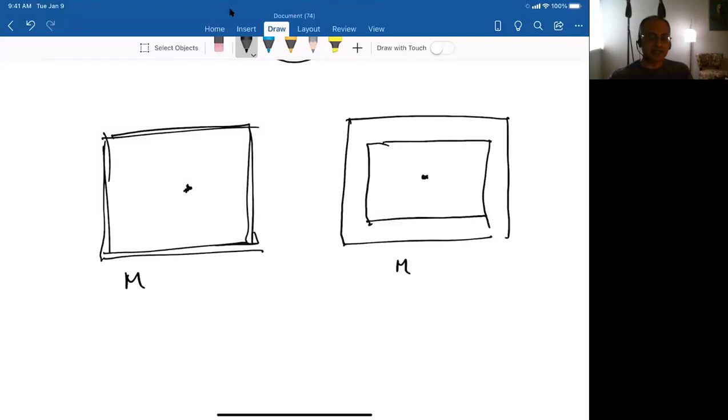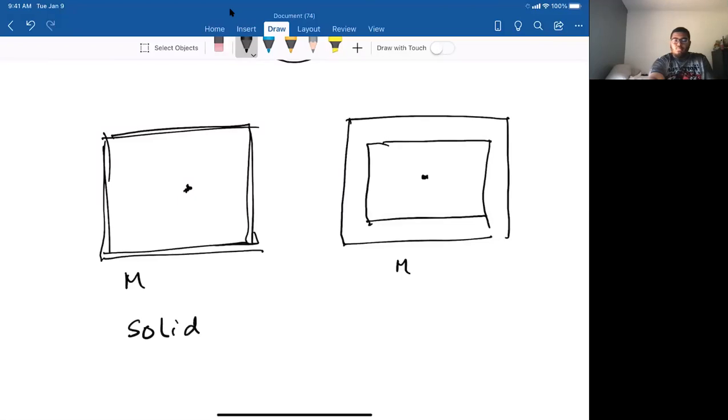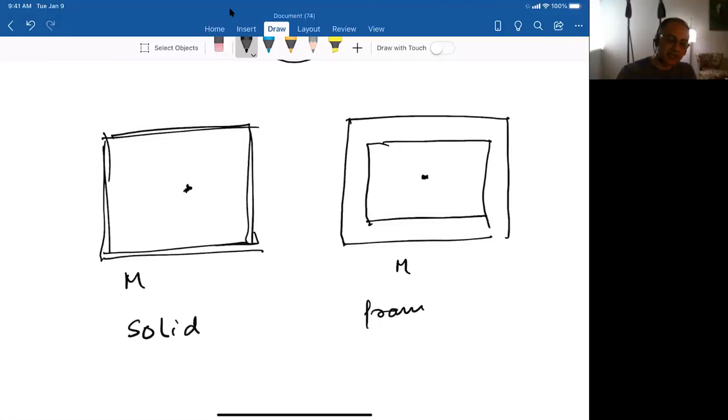So please answer in the chat. This is the solid square, and this is the frame. Just put in either solid or frame in the chat. Which one has more moment of inertia? And they have the same mass and same dimensions.